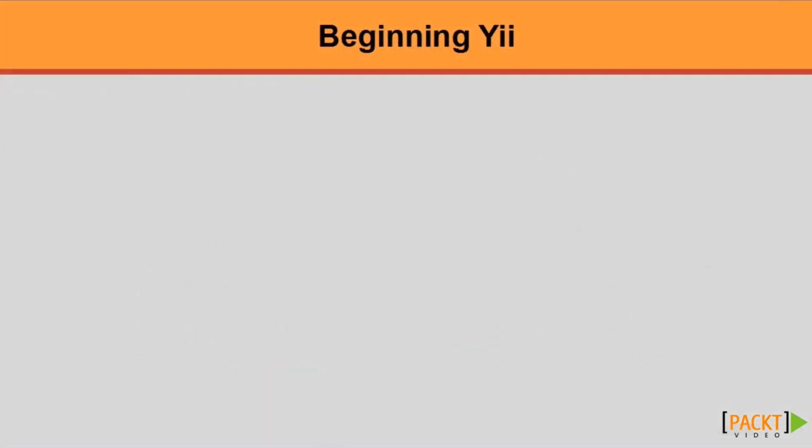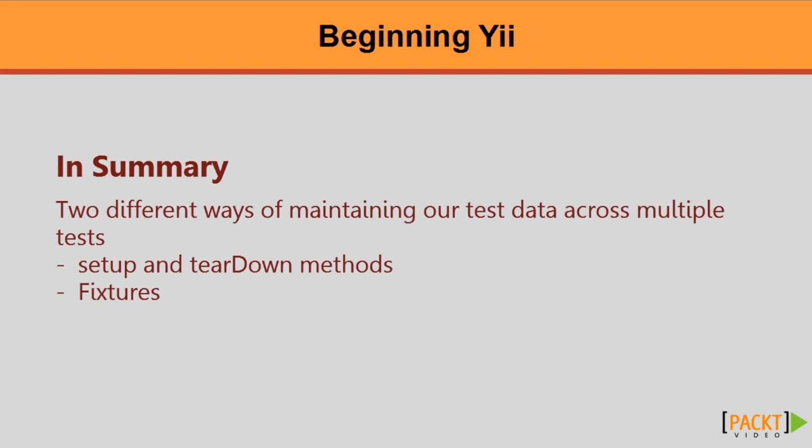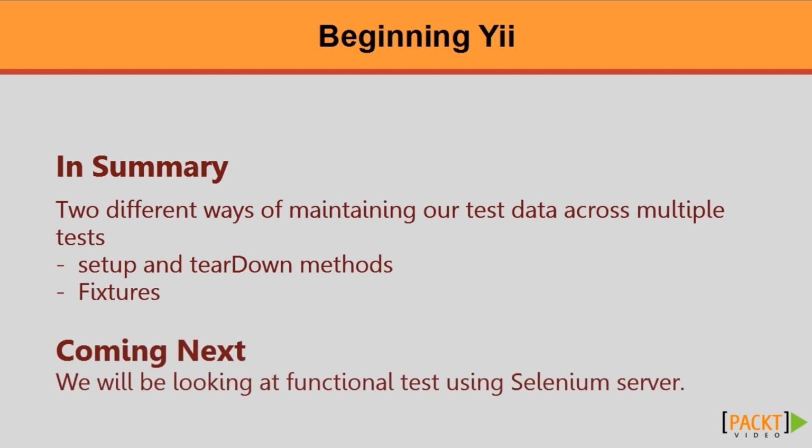So in this session, we've seen two different ways of maintaining our test data across multiple tests to ensure that we're always running our tests on the same data. Firstly, we used setup and teardown methods. And secondly, we used fixtures to initialize our tables before running the tests. In our next session, we'll be looking at functional testing using Selenium Server.